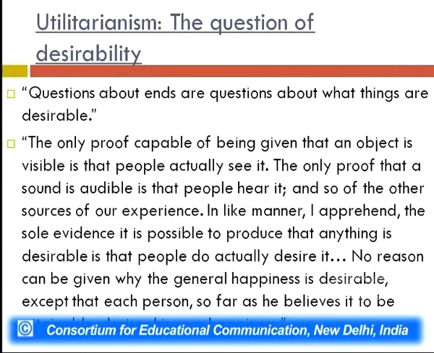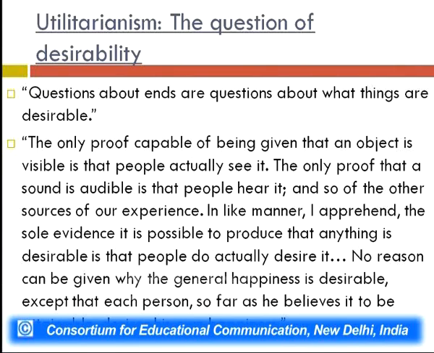So for discussing it further, he says, the only proof capable of being given that an object is visible is that people actually see it. The only proof that a sound is audible is that people hear it, and so of the other sources of our experience. In like manner, I apprehend the sole evidence it is possible to produce that anything is desirable is that people do actually desire it. No reason can be given why the general happiness is desirable, except that each person, so far as he believes it to be attainable, desires his own happiness.